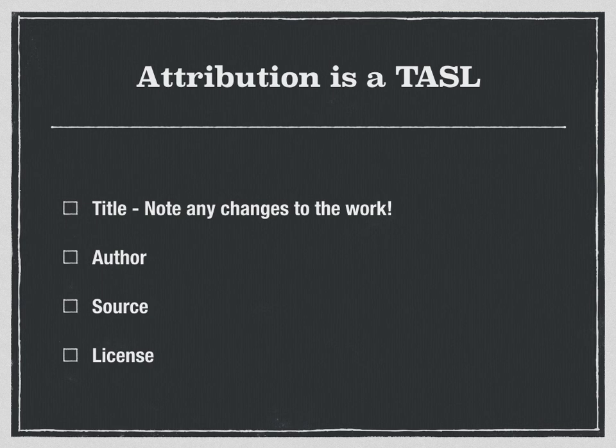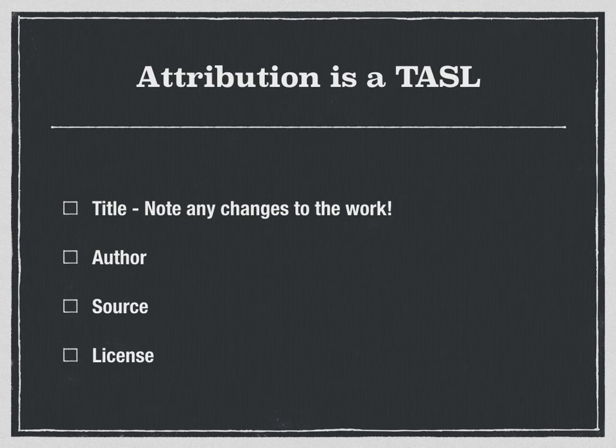Proper attribution is very simple. Just use a TASL, T-A-S-L. Title, author, source, license. Note the title of the work and note any changes that you've made to the original work. For example, if you used a photograph and you cropped it or changed the color balance.